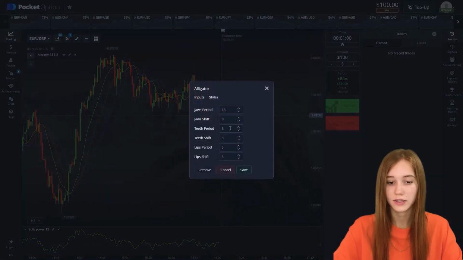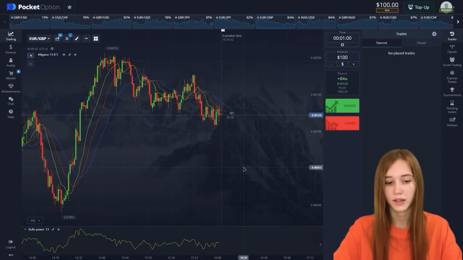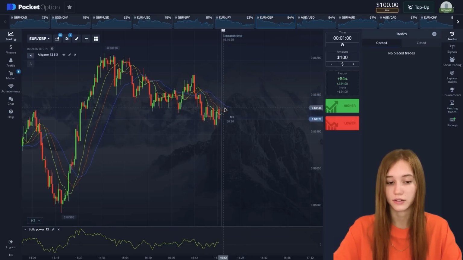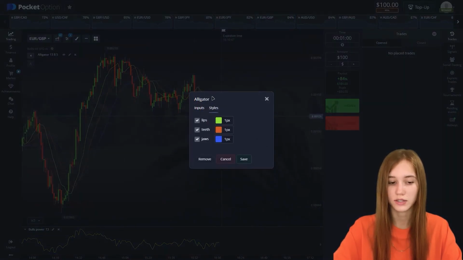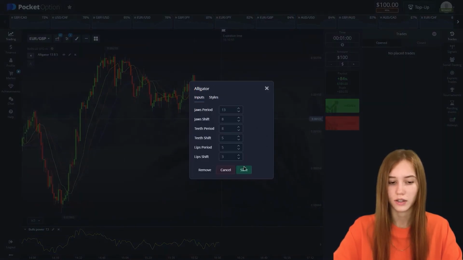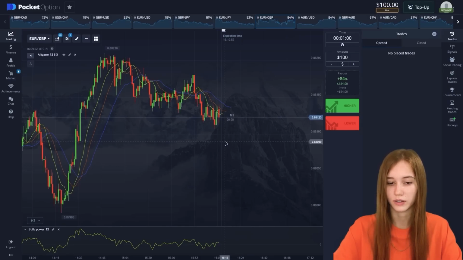Here are the settings, so you can copy. If you see that the moving average is directed downward and the blue line is on top, for example, like this, then a downward trend has formed. If the green line, or the lips of the alligator, the moving average, is directed upwards, then you have a bullish trend.